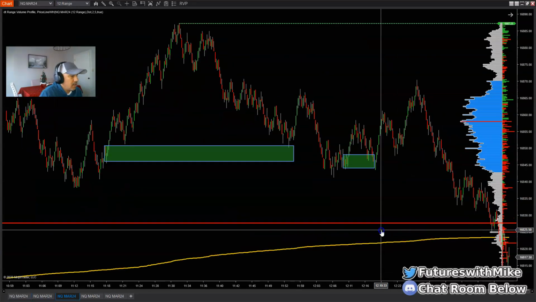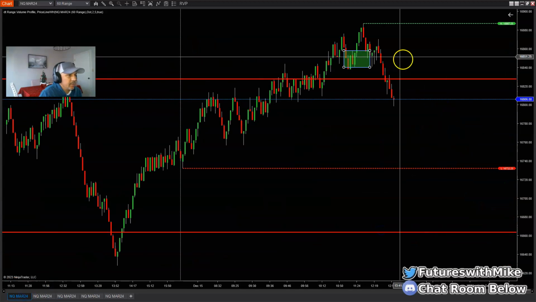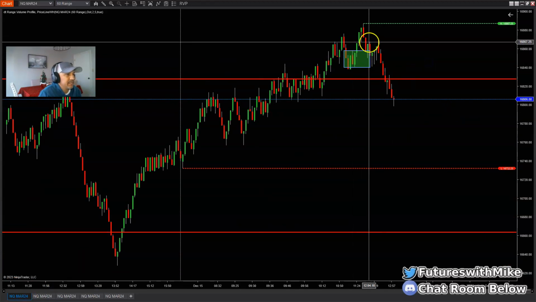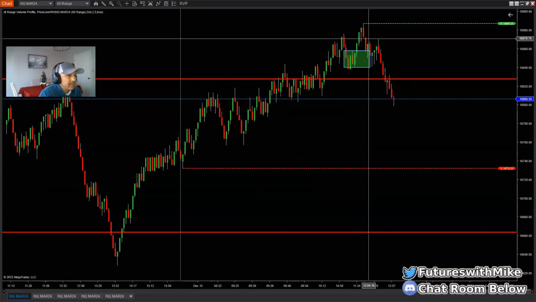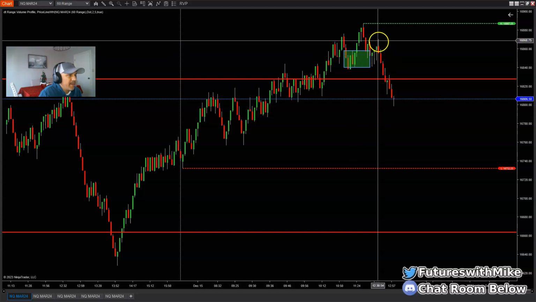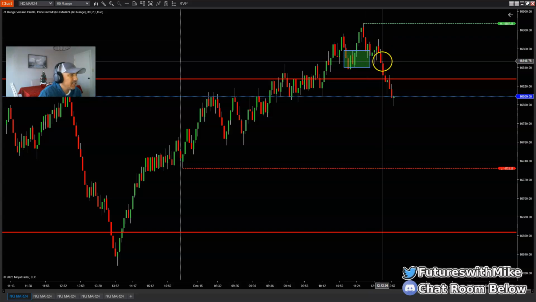Okay, so that area we were looking at, that demand zone, it did reject there. It came out to 70 and pretty much bounced in that area and rejected. I've said this time and time again in the past.